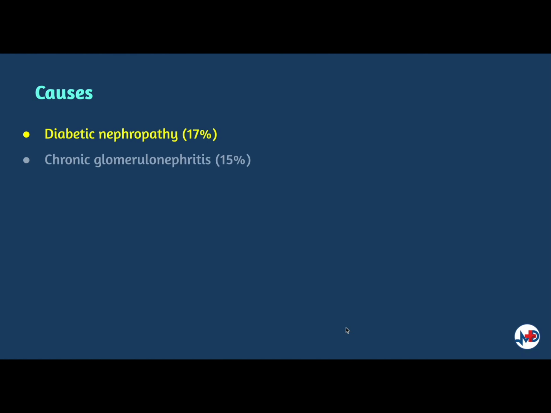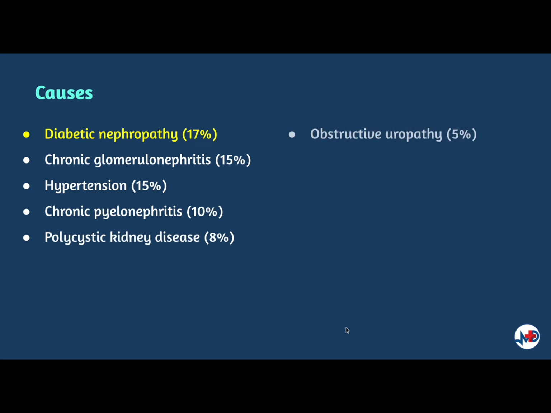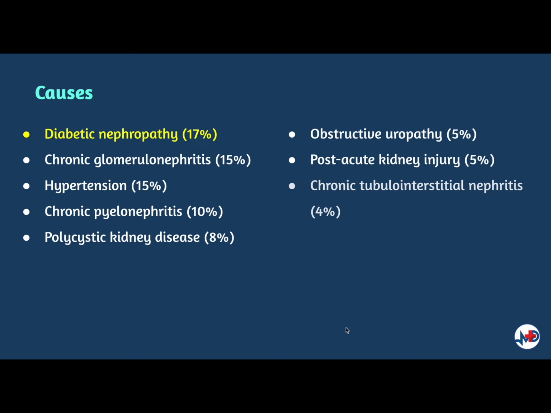Listed are the commonest causes of chronic kidney disease, mainly being diabetic nephropathy, which accounts for almost 20% of total cases, followed by chronic glomerular nephritis, hypertension, chronic pyelonephritis, polycystic kidney disease, obstructive uropathy, post-acute kidney injury, chronic tubular interstitial nephritis, and rarely amyloidosis.